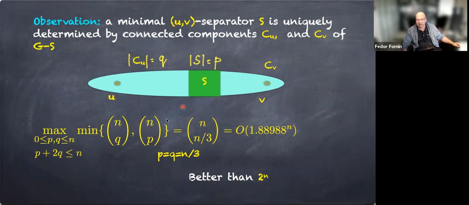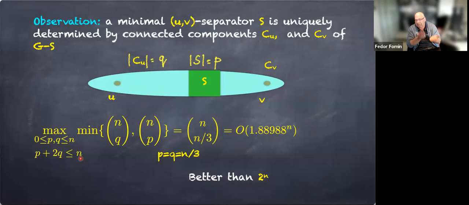Then I should take the minimum of these two things, but the condition is the following: the values P and Q are between 0 and n, where n is the number of vertices in the graph. Also, this is the size of the separator, and I have two components, so P plus 2Q should be at most n. And now it's just a pure optimization problem.